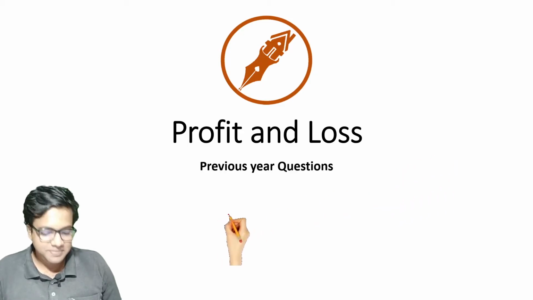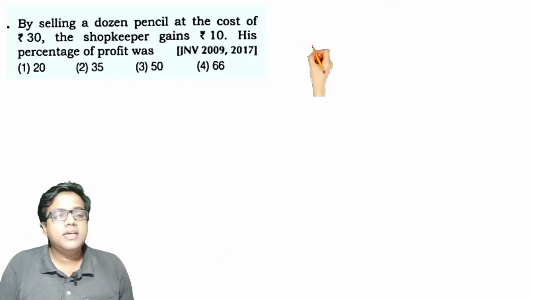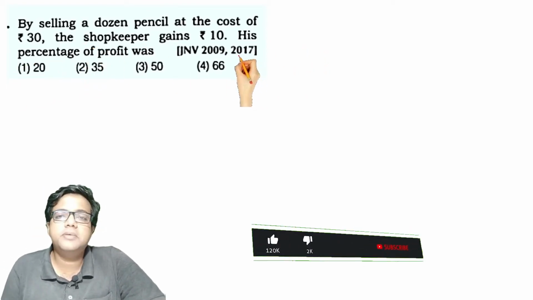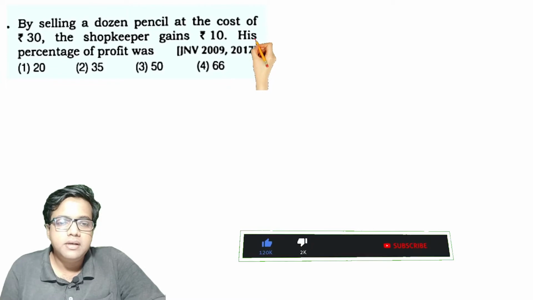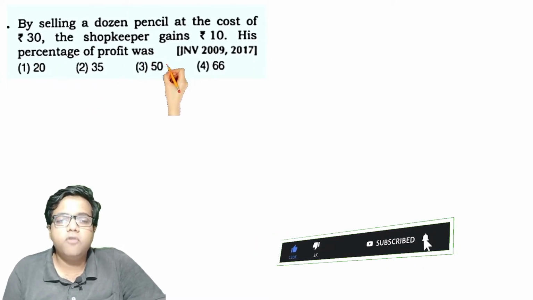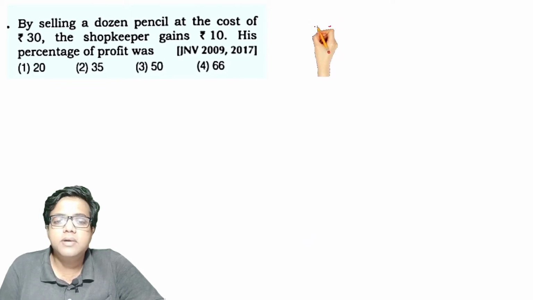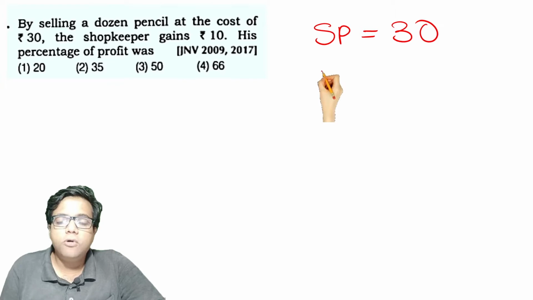Let's get started. By selling a dozen pencils for 30 rupees, the shopkeeper gains 10 rupees. His percentage of profit was? See, what is the selling price here? The selling price is 30 rupees.